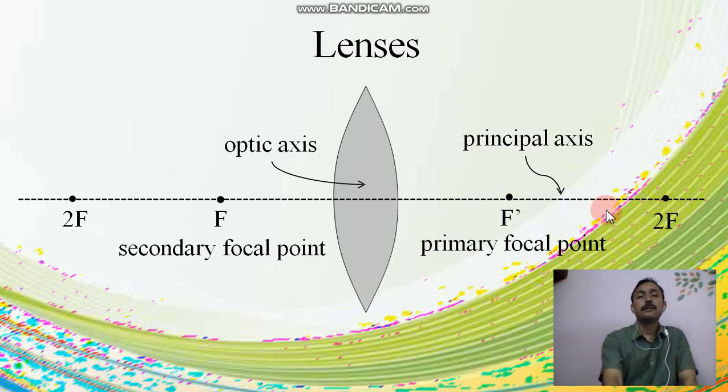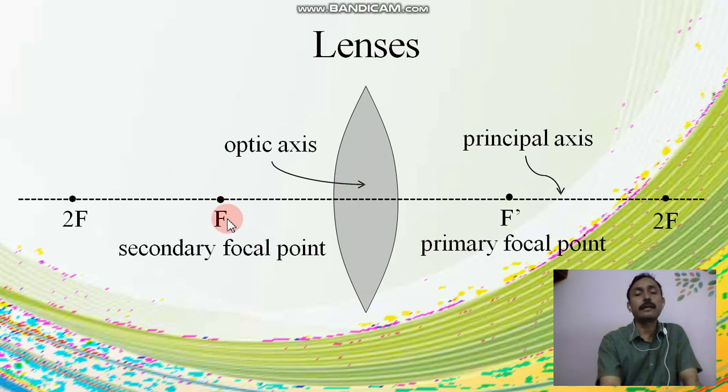That means this convex part is a part of a sphere, and the radius of the sphere is the radius of curvature. So twice f is the radius of curvature from this point, from the optical center of this lens. The optical center is the point where the optic axis and principal axis intersect.